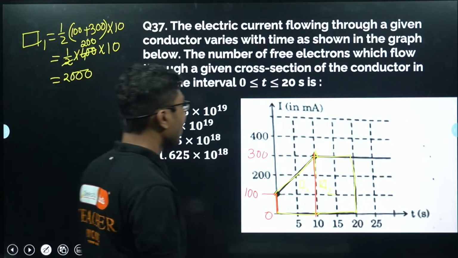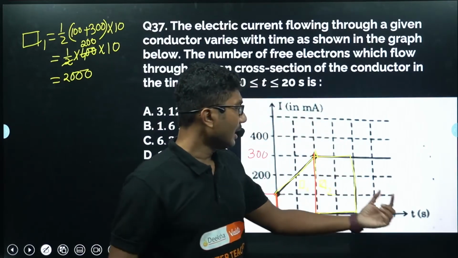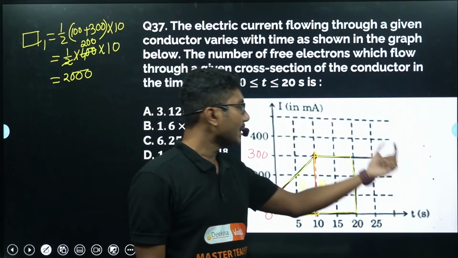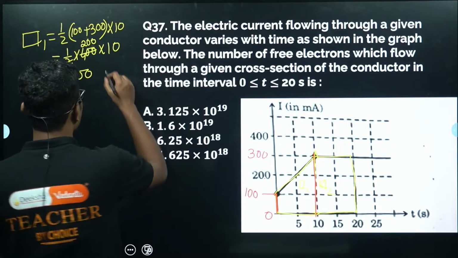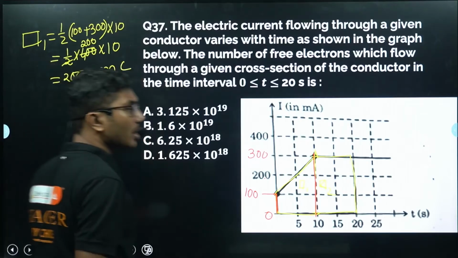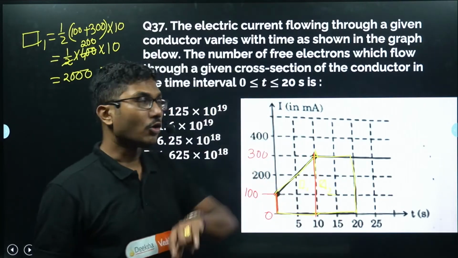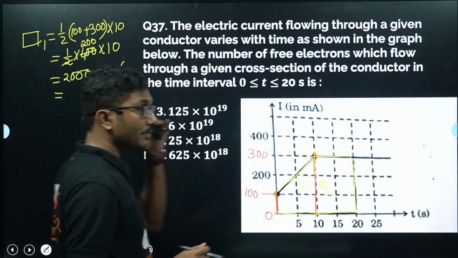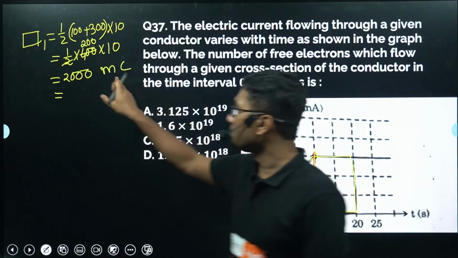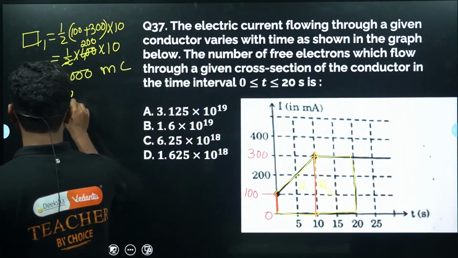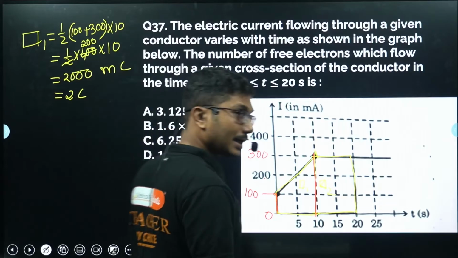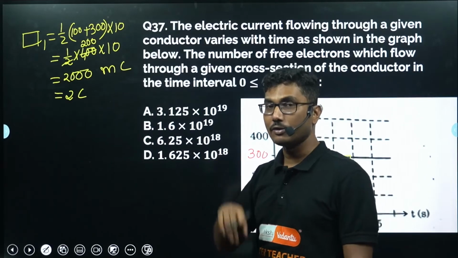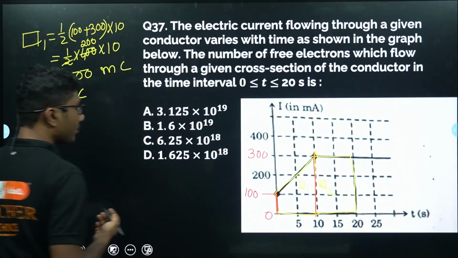2000. Now what is the unit? We have multiplied milliampere times second. Ampere times second is coulomb. Milliampere times second is millicoulomb, right? So here it will be 2000 millicoulomb. Now milli means 10 to the power of minus 3, right? So if we multiply with 10 to the power of minus 3, we will be left with 2 coulomb. Clear? Because 1000 means 10 to the power of 3, milli means 10 to the power of minus 3, so that will be cancelling each other. Okay, this part you have to understand.